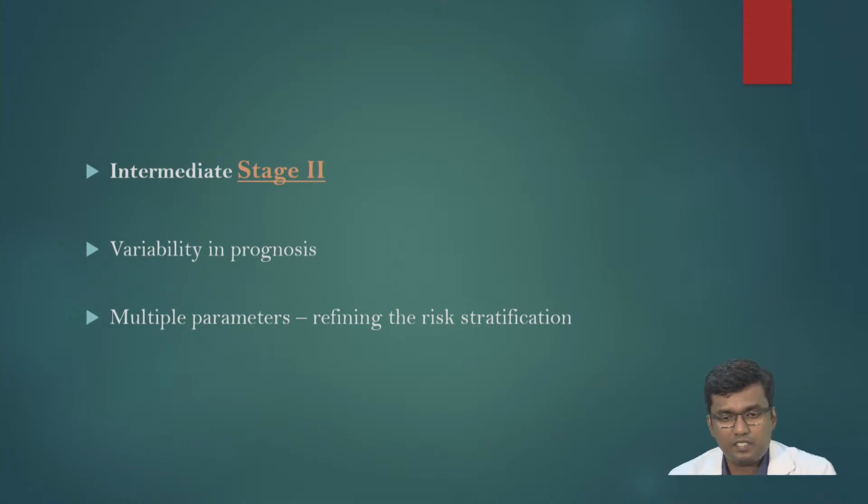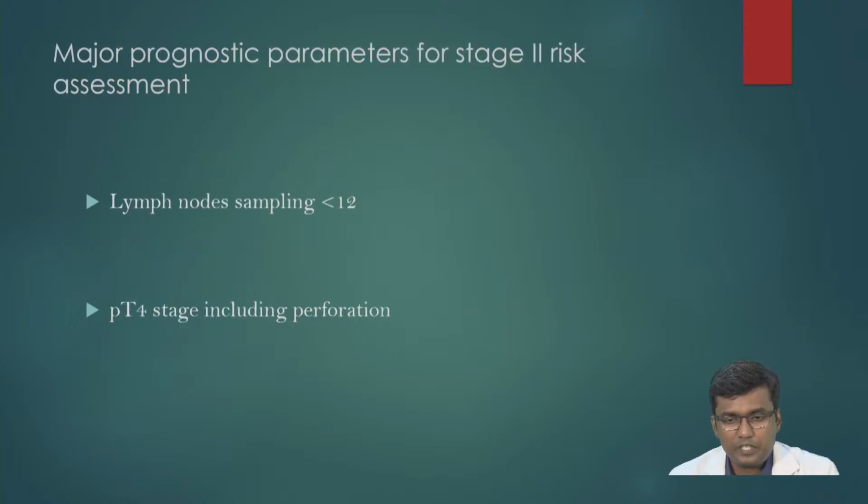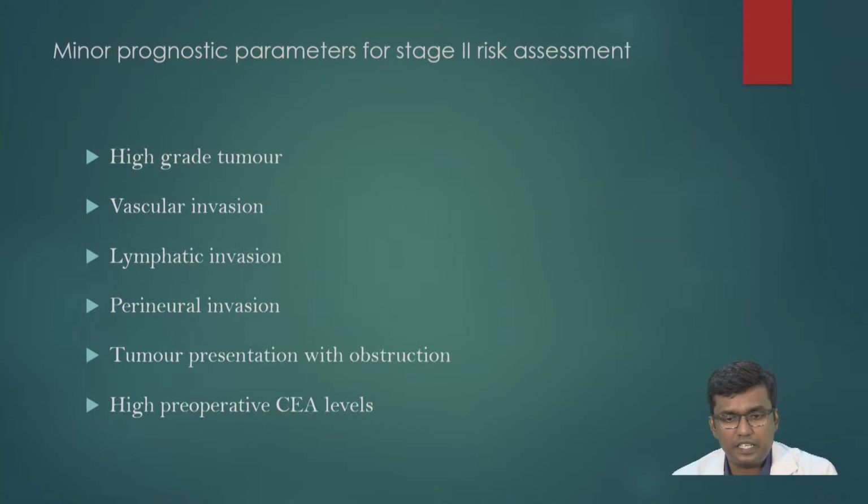When we look at intermediate stage 2 patients, we know that they have a variable prognosis, and hence we need to incorporate multiple clinico-pathological parameters in refining the risk stratification. Coming to risk factors for stage 2 risk assessment, we have major and minor risk factors. We have two major risk factors: one is the presence of less than 12 lymph nodes in the surgical specimen, and the other is pathological T4 stage including perforation. Minor risk factors include the presence of high-grade tumor, vascular invasion, lymphatic invasion, perineural invasion, tumor presenting with obstruction, or high preoperative CEA levels.